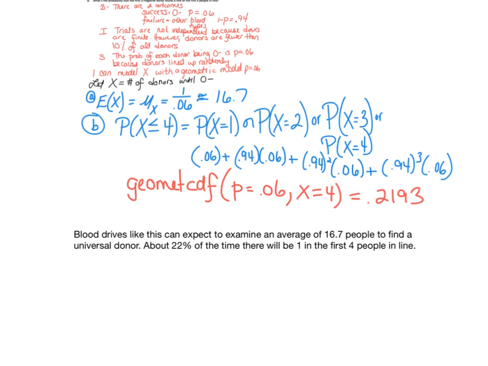So my conclusion is blood drives like this can expect to examine an average of 16.7 people to find a universal donor. About 22% of the time there will be one in the first 4 people in line.